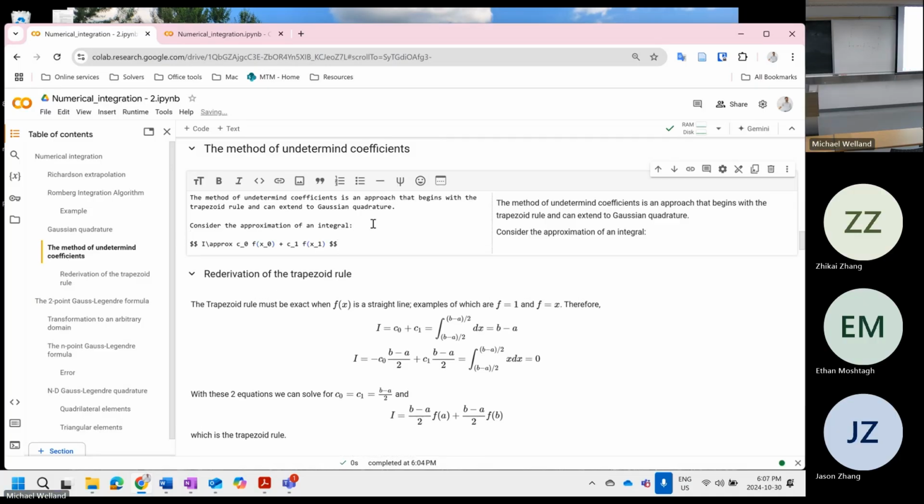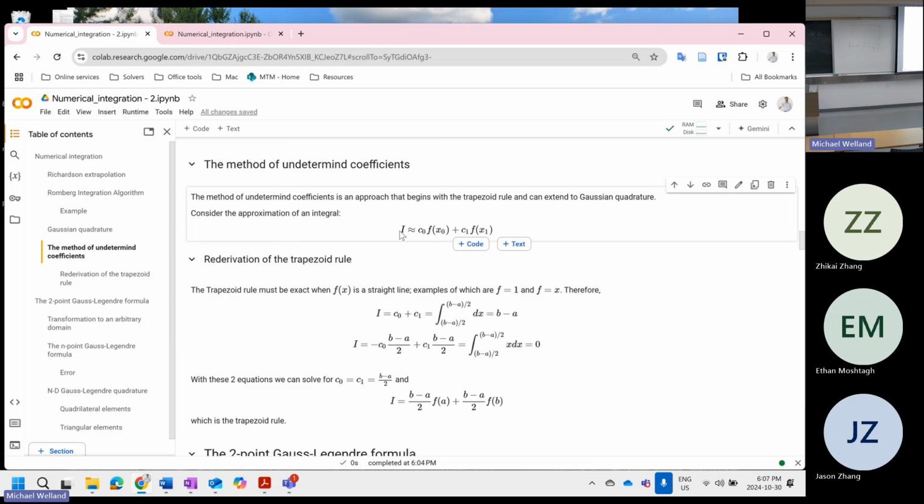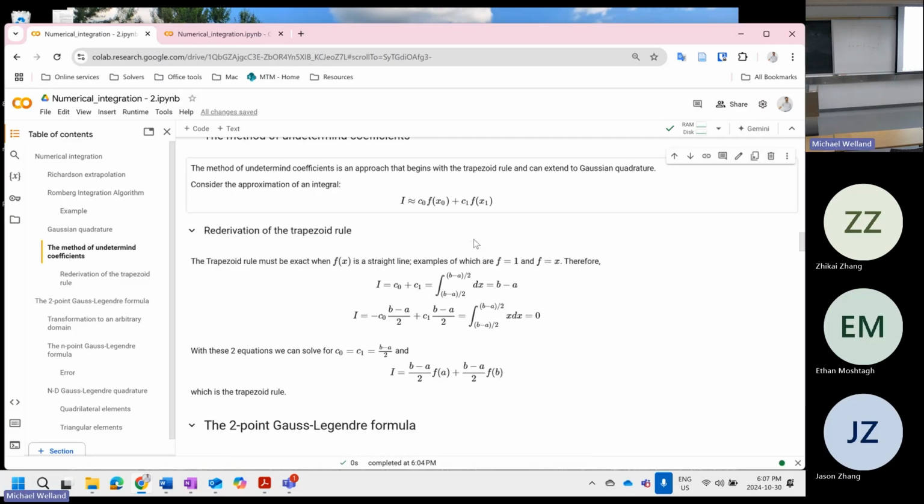That's better. Okay. So this method is derived from something called the method of undetermined coefficients. Basically, what we're doing is we're going to say that the integral is equal to constants C0 and C1 times the function evaluated at 2 points. Okay, this is the trapezoid rule, right? We already looked at this.